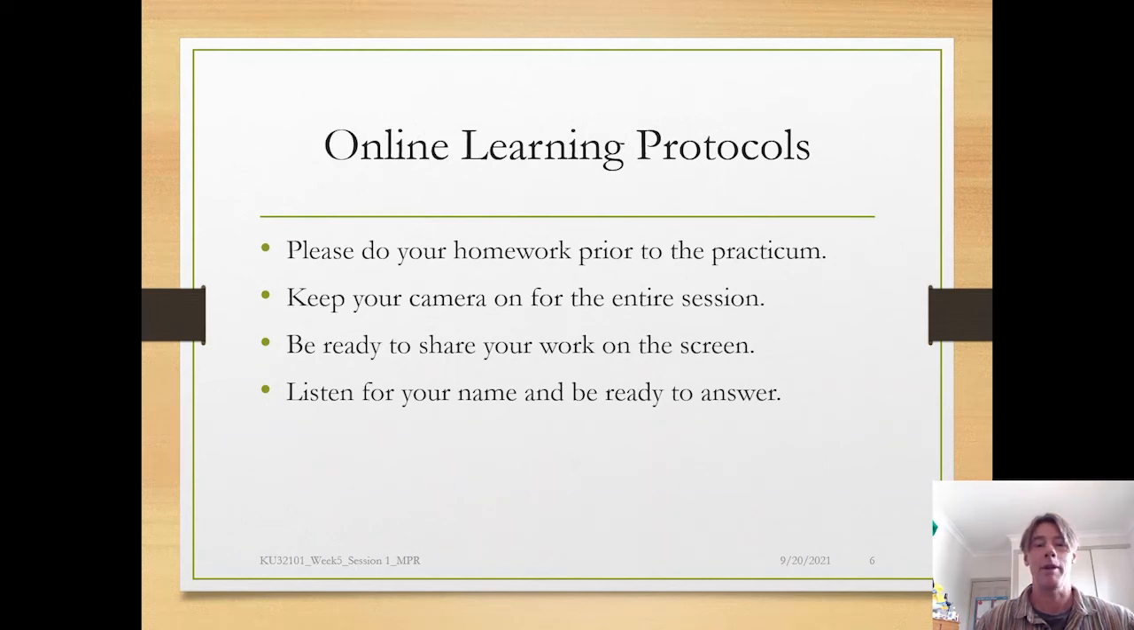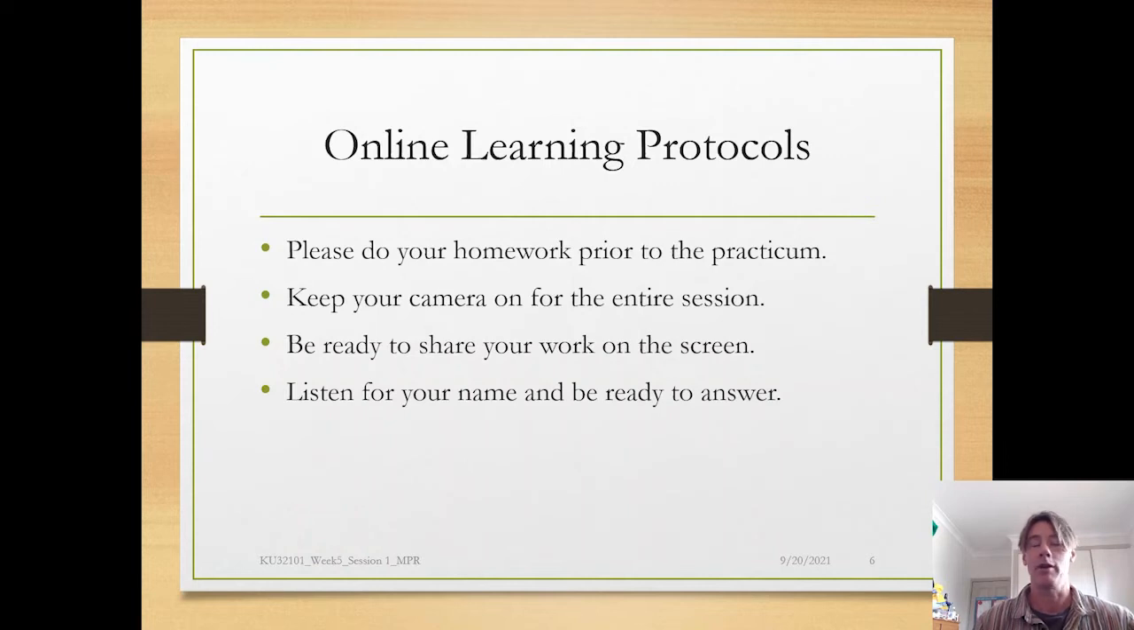Please have a look and remember our online learning protocols. This is very important. This is to help us have an effective class, but also to help you with your understanding as you go through the weeks. Please do your homework. Do it before you get to the lecture. That allows us to go through the material, but if there's any issues that come up or you don't understand something, we can go through that straight away.